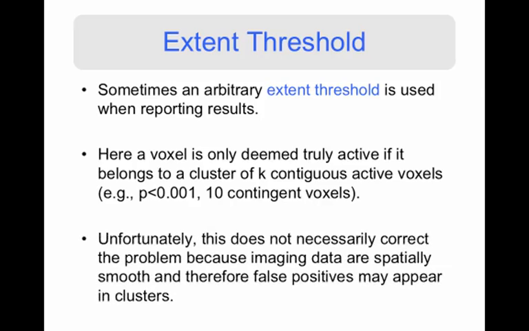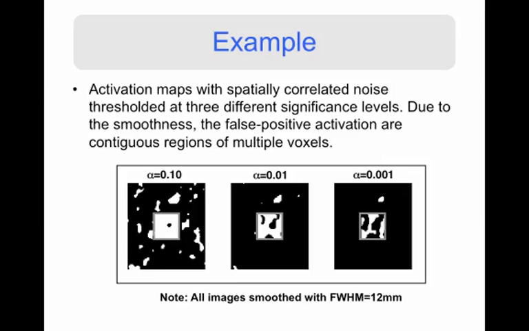However, unfortunately, this doesn't necessarily correct the problem, because imaging data tends to be spatially smooth, and therefore false positives may appear in clusters. In this example, we see activation maps with spatially correlated noise that's thresholded at 3 different significance levels. Due to the smoothness here, the false positive activations are going to look like contiguous regions of multiple voxels.